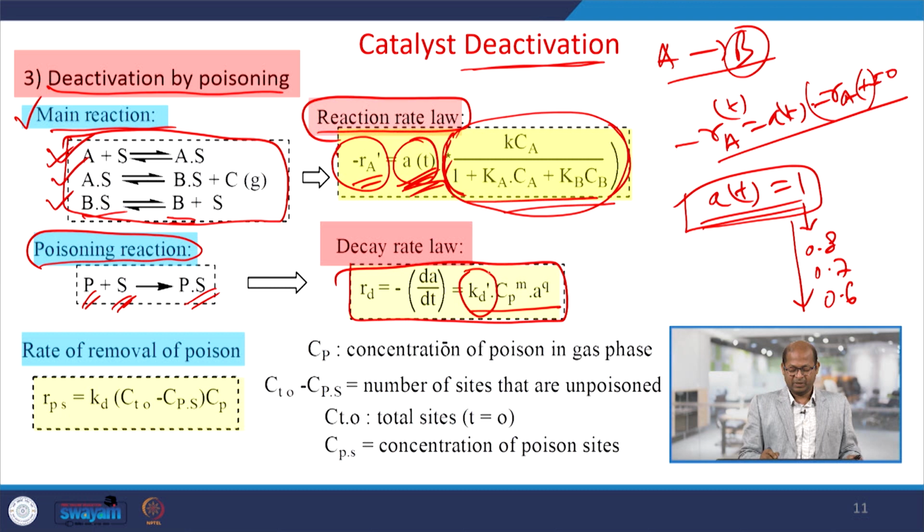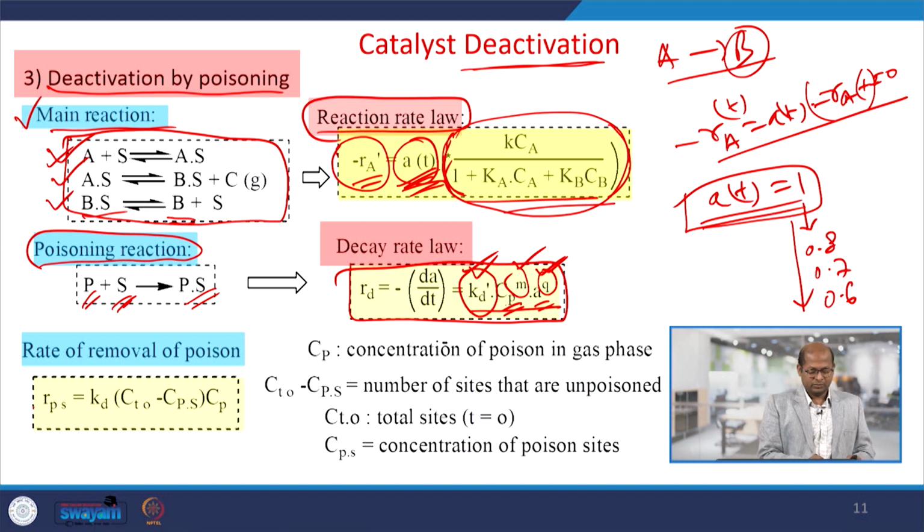So, here Kd prime is the decay rate constant, and this is the concentration of the poisons, and this is the concentration of active sites or activity in terms of m and q, which are parameters specific to this particular system. So, we can easily find out Kd prime, m and q by trial and error.